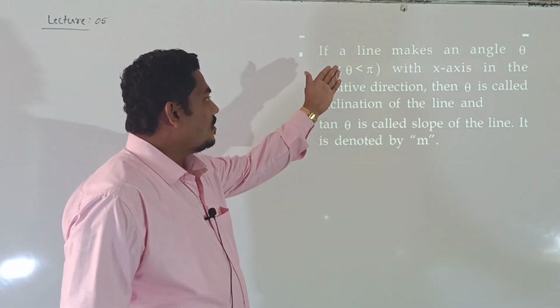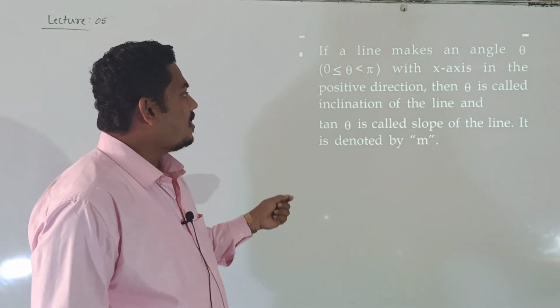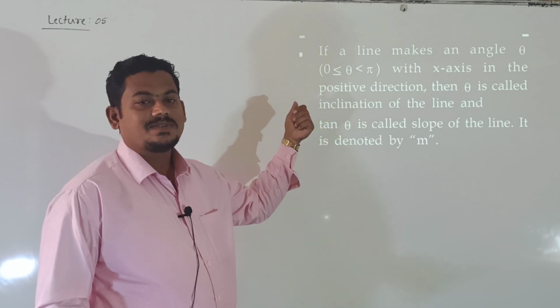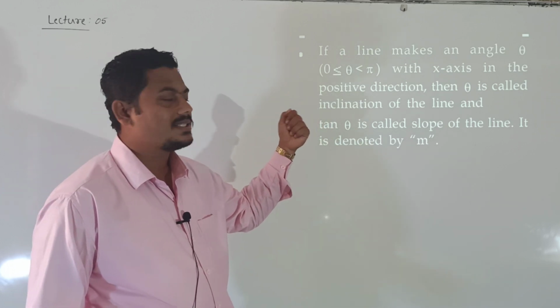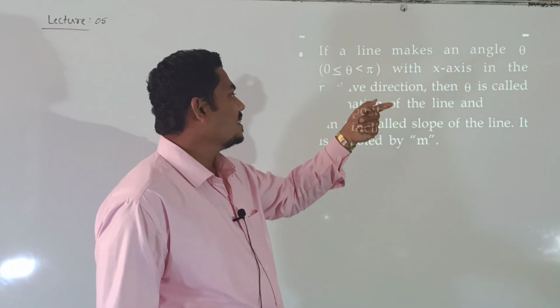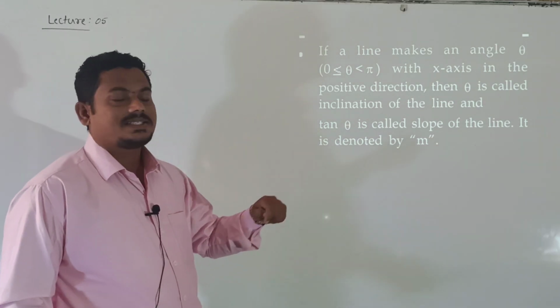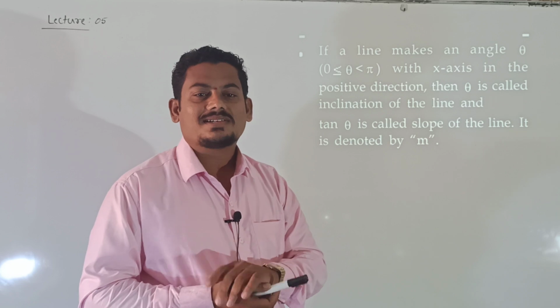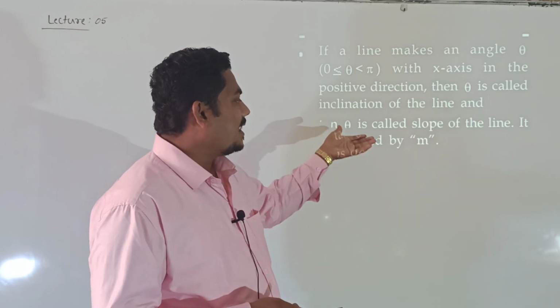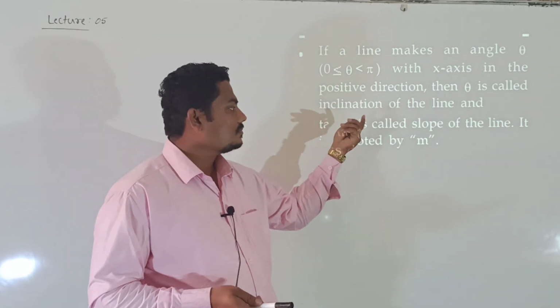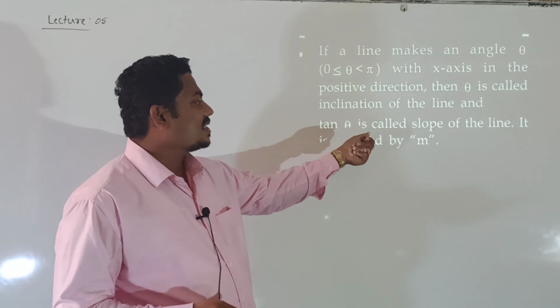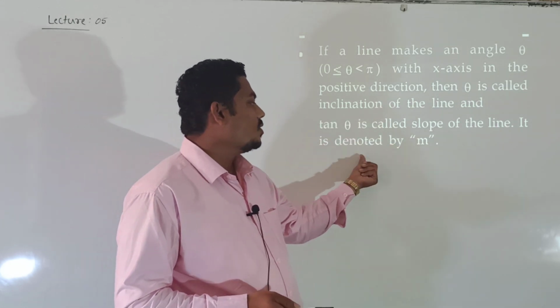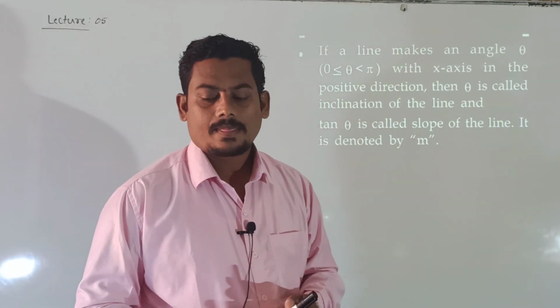If a line makes an angle theta with the x-axis in the positive direction of the x-axis, where theta lies between 0 and 180 and is strictly less than 180, then theta is called the inclination of the line. Then tan theta is called its slope, right? Already you know this thing. Tan theta is called the slope of the line and it is denoted by small m, right?